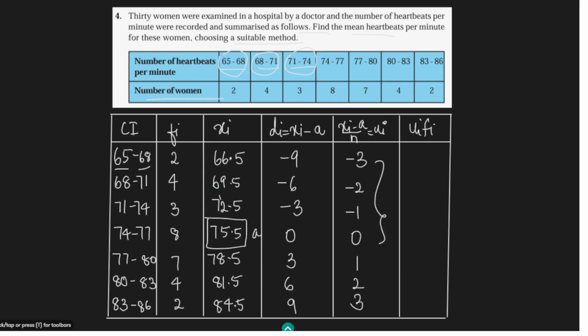And next comes ui fi. So these are the ui values and these are fi values. Now we need to multiply them. 2 into minus 3 will give us minus 6. 4 into minus 2 is minus 8. 3 into minus 1 is minus 3. 8 into 0 is 0. 7 into 1 is 7. 4 into 2 is 8. And 2 into 3 is 6.